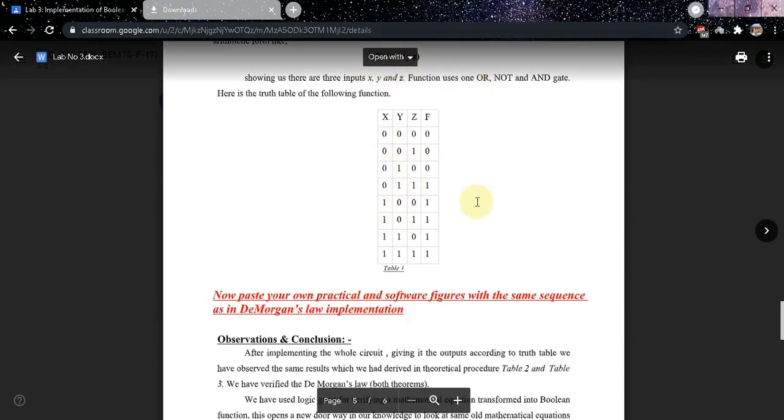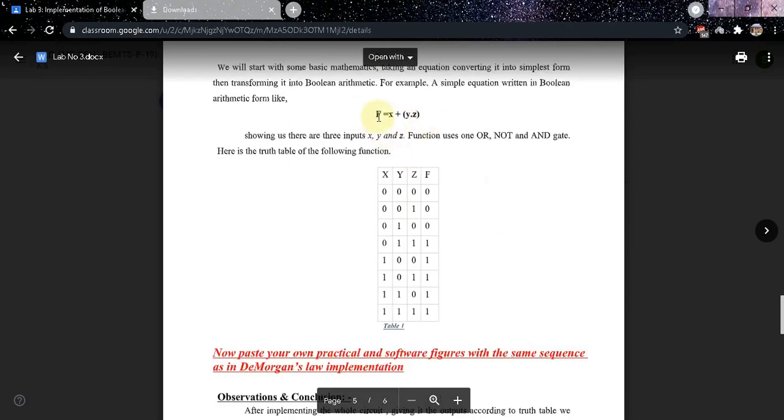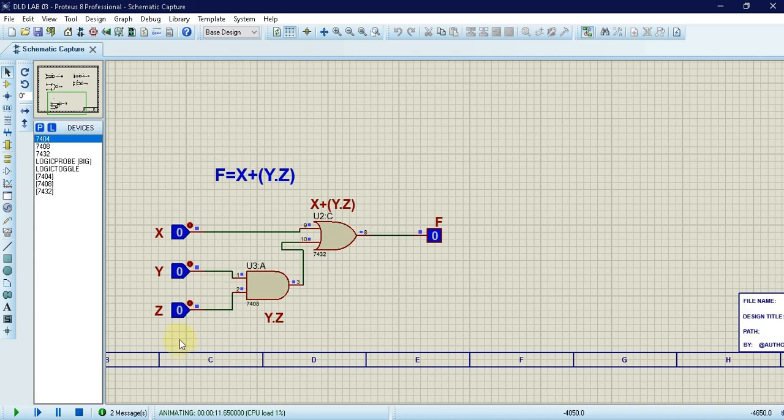Now let's see if we follow the truth table. Here is the equation, and here is its truth table. If we give 1 to x, x is directly attached to the terminal of the OR gate, and y and z are first connected to an AND gate, and further its output is connected to the OR gate. So here it is our output, x or y dot z.